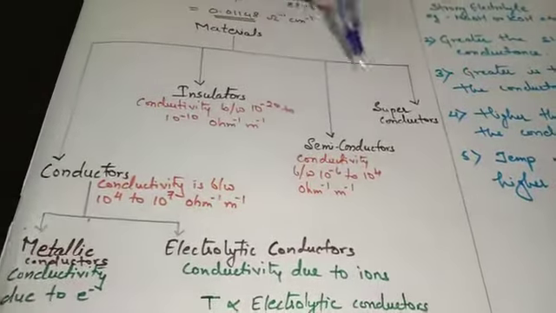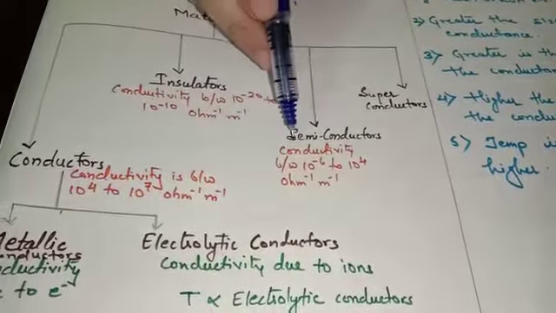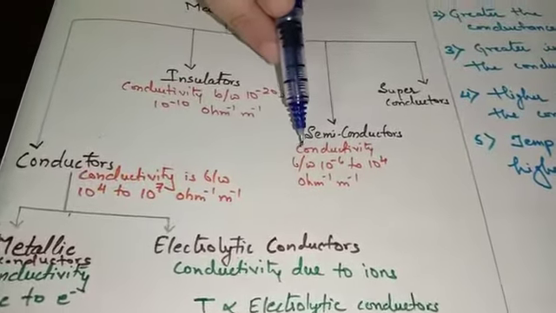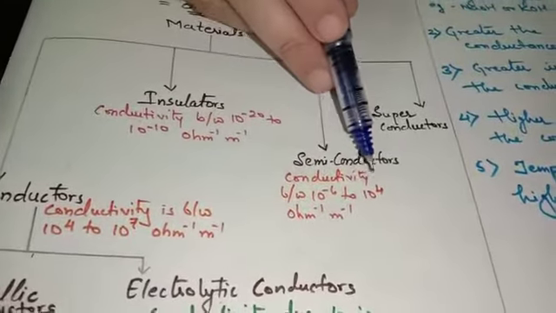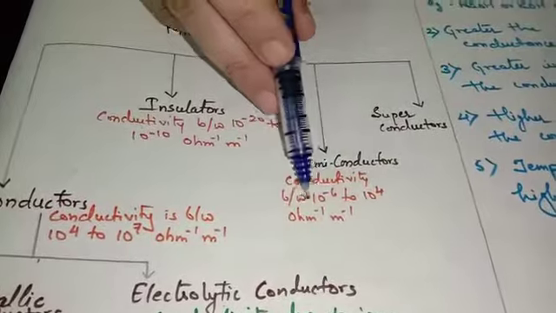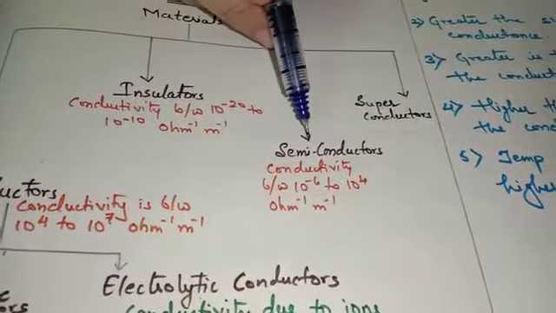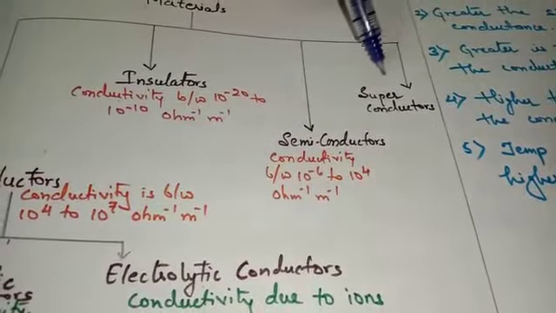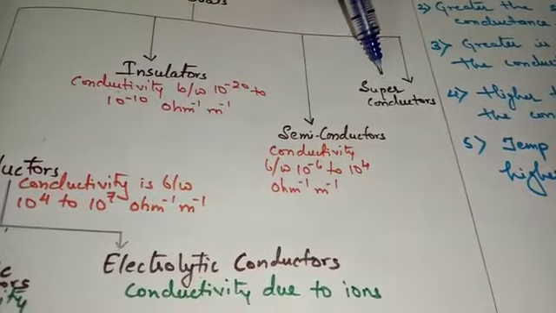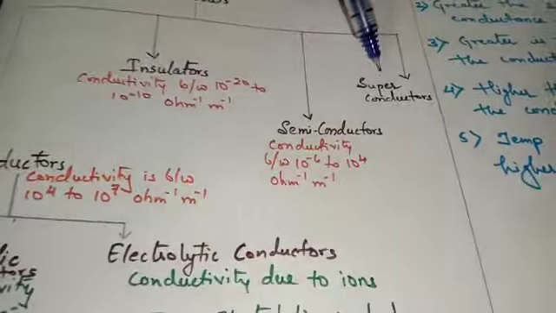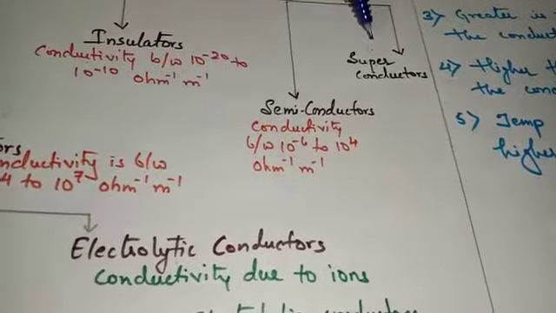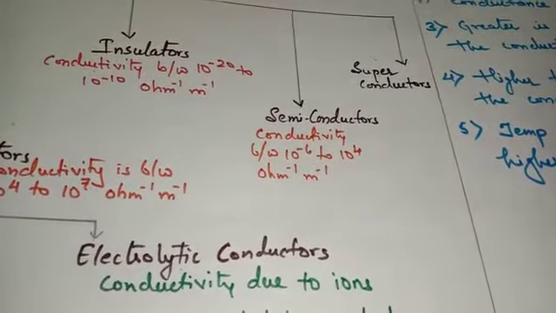Coming to the third, that is going to be semiconductors. Conductivity of a substance is between 10 to the power minus 6 to 10 to the power 4 ohm inverse meter inverse, and semiconductors can be formed by various methods. So next topic, that is going to be superconductor. Superconductors are those substances which offer zero resistance. That means its conductivity is very high.